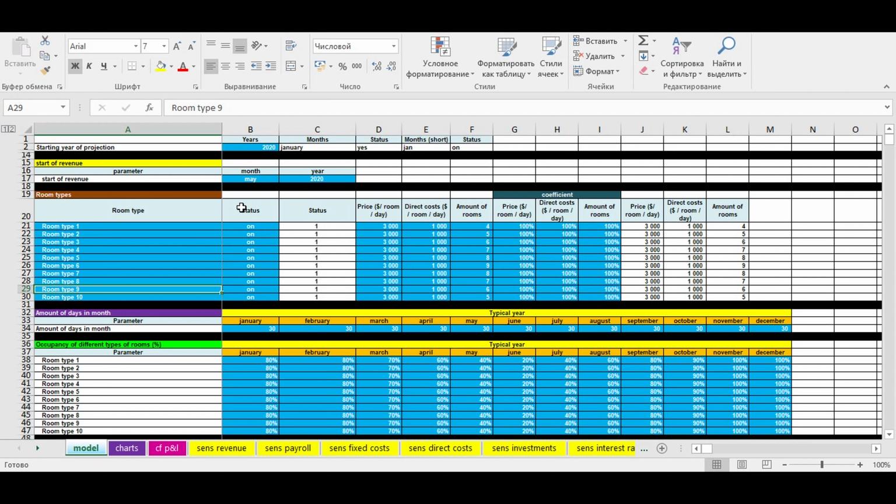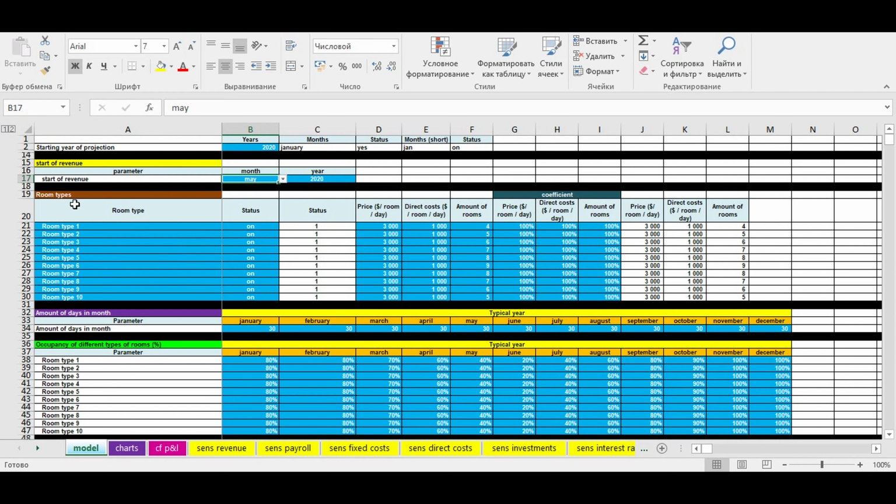In our model, all inputs are colored in blue. Other cells are automatic. First of all, we enter the year when all our financial projections start. Then, we enter the year and month when our hotel gets the first revenue.